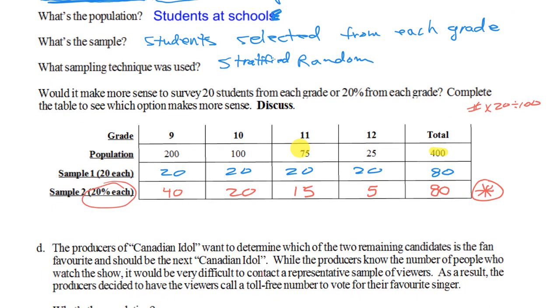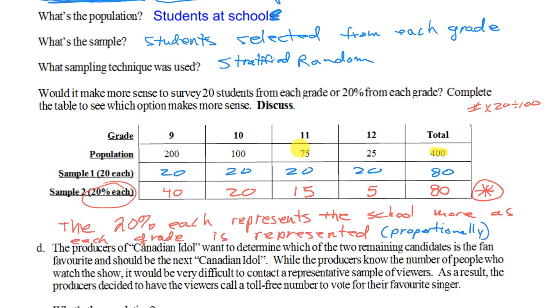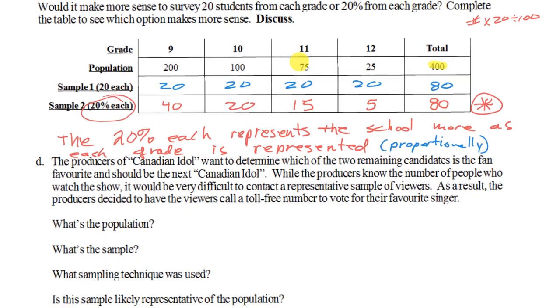Add this to your online note, as I did not write it in the note. So if you think of it, the 20% each of each grade represents the school more, as each grade is represented proportionally in the survey. That's it. All right, last problem.